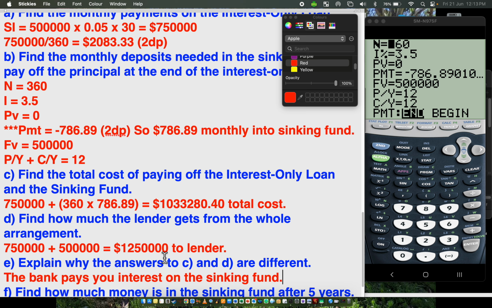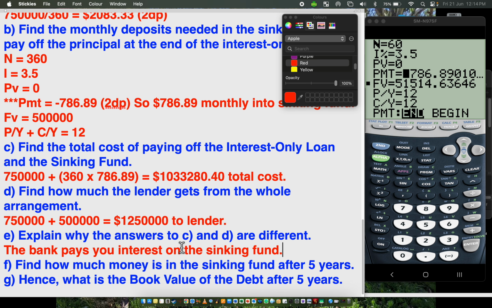You can see part F there already. Find out how much money is in the sinking fund after 5 years. This is the sinking fund on the graphics calculator. But that N of 360 tells me that's how much money is in the sinking fund after 30 years. What do I need to change to work out how much money is in there after 5 years? Yep, N becomes 60. And then you solve for FV.